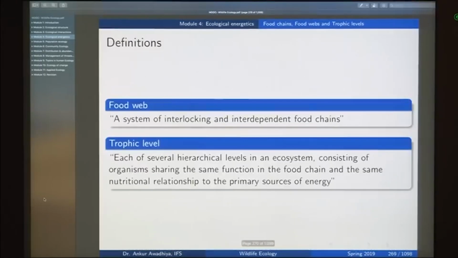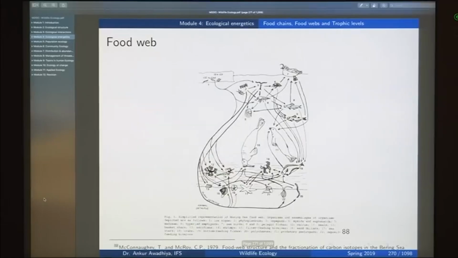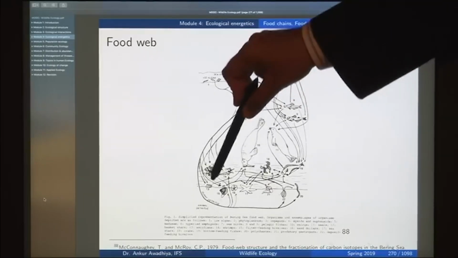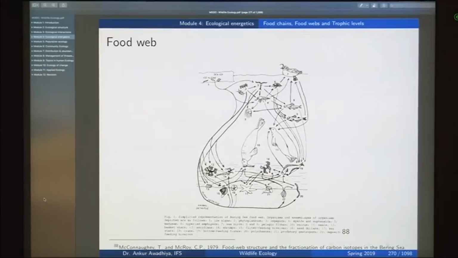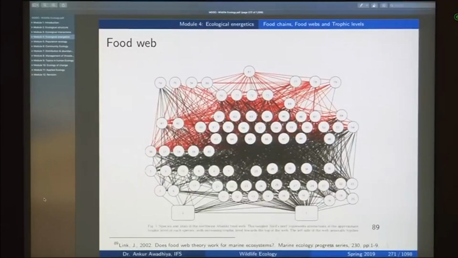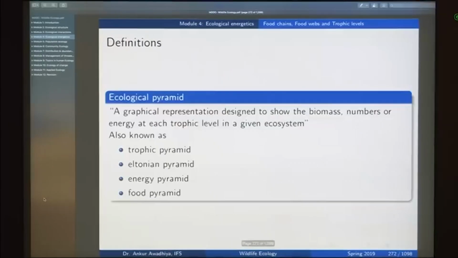Then we looked at food webs. So, food web is a system of interlocking and interdependent food chains, and each of the several hierarchical levels in the ecosystem is known as a trophic level. So, in this case this is a food web, and in this food web you have these organisms that are eating different organisms, and in turn are getting eaten by different organisms, and in actuality a number of food webs are extremely complicated.